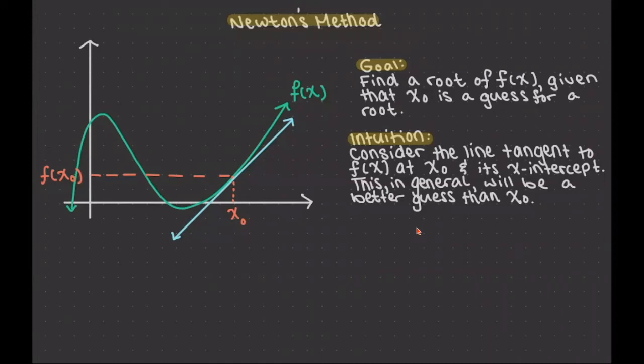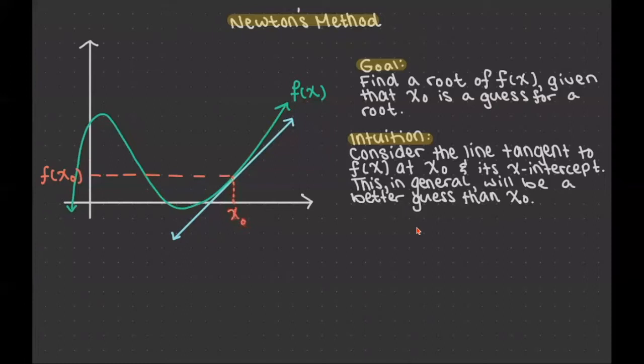Hello, everybody. In this video, we're going to give a brief mathematical introduction to Newton's method. Let's start by talking about what the goal of Newton's method is. The idea is we have a function f of x, and we can imagine it looks something like this. We want to find a root of f of x, given that x naught is a guess that we have for the root. In this example, there would be a root of f of x, but maybe my best guess is that it's here at x naught.